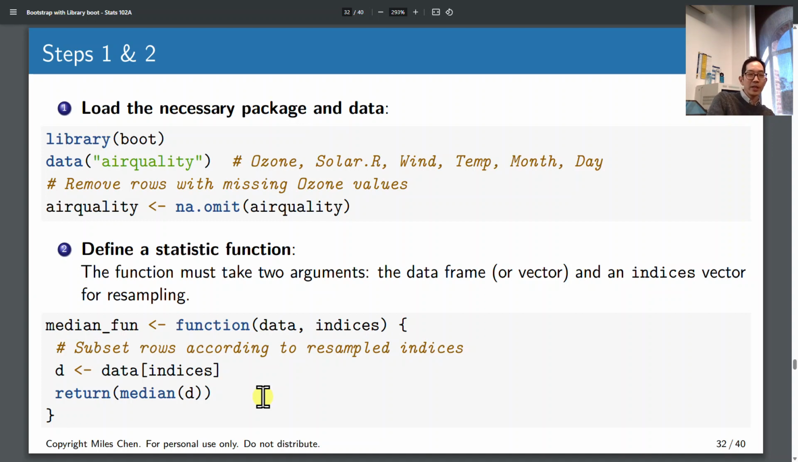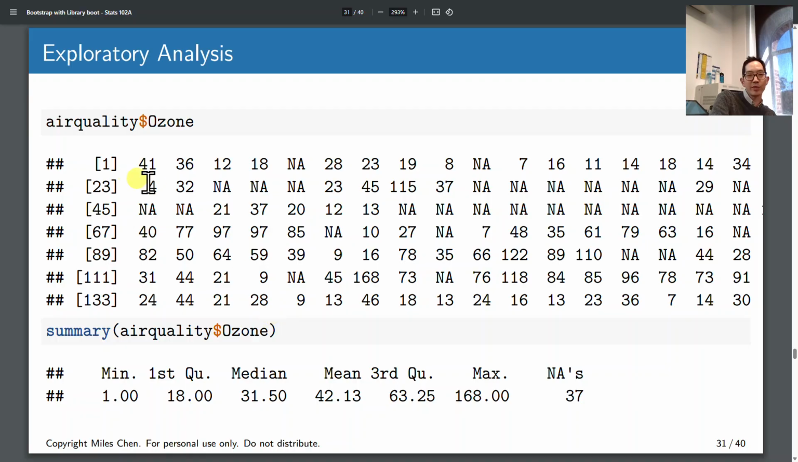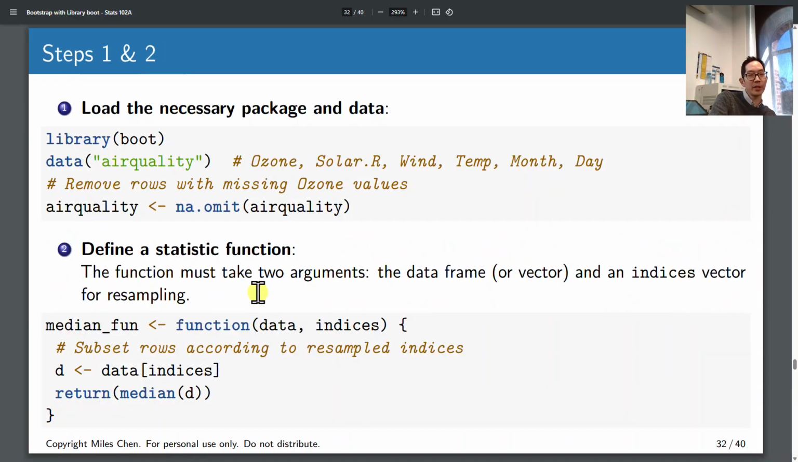So anyway, I'm going to just load in my data. I'm going to throw out missing values, okay? And then I need to have a function that is going to calculate the statistic of interest. In our case, our statistic of interest is just the median of my data, okay? However, this function has to be adapted to take in the data and the indices, all right? So my data is just going to be this vector of ozone values, okay?